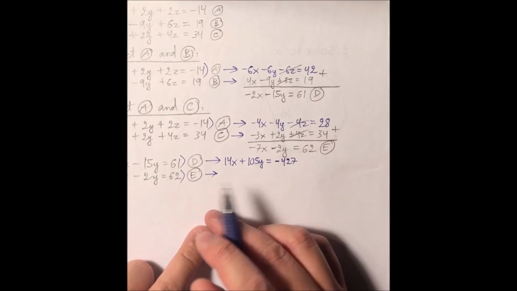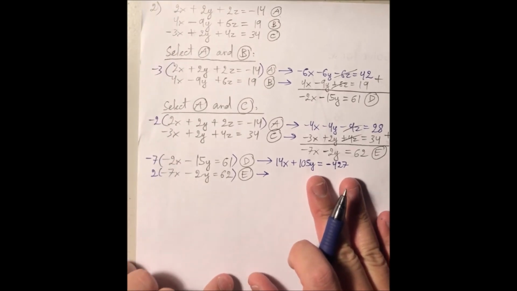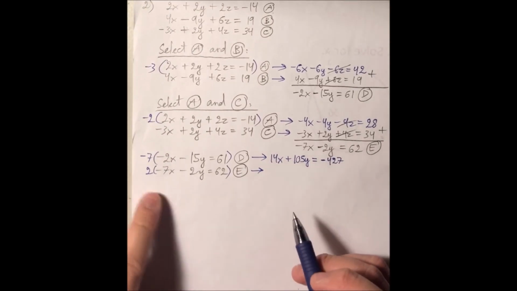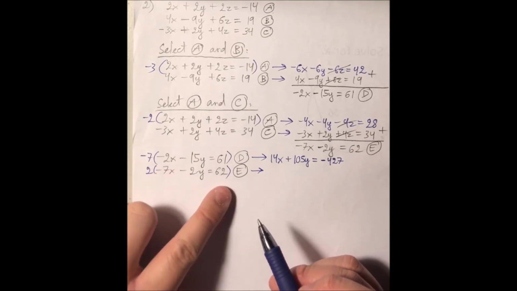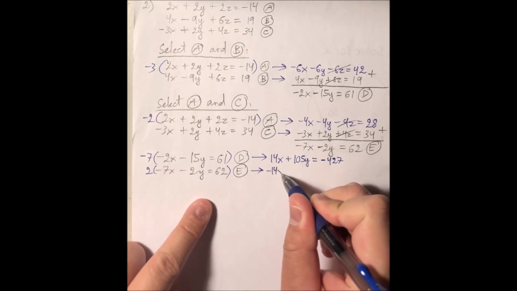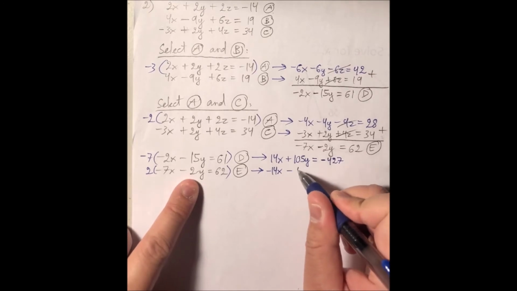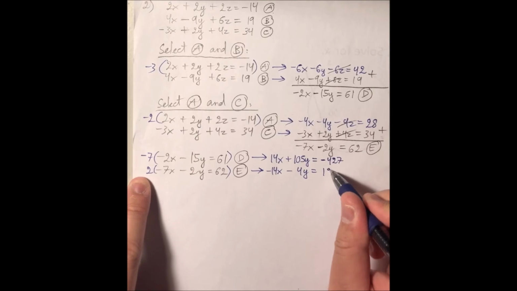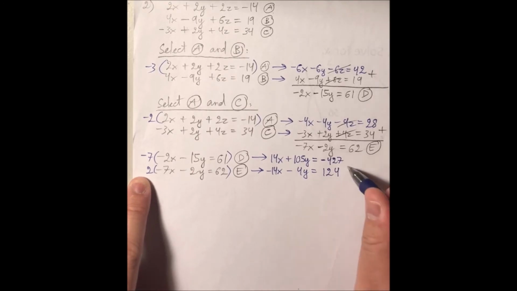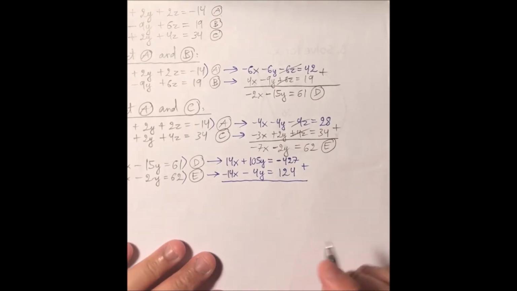What about my equation E? Sorry for moving the paper a little too much here. I want to make sure you guys see everything. Distributing the +2 to each term inside the parentheses, I'm going to have -14x minus 4y equal +124.